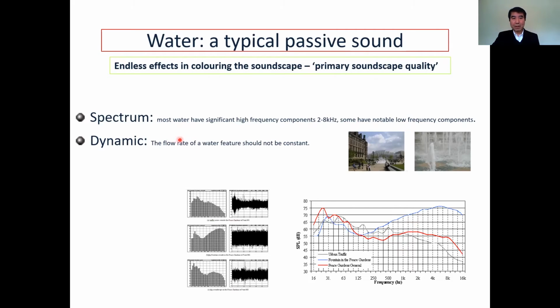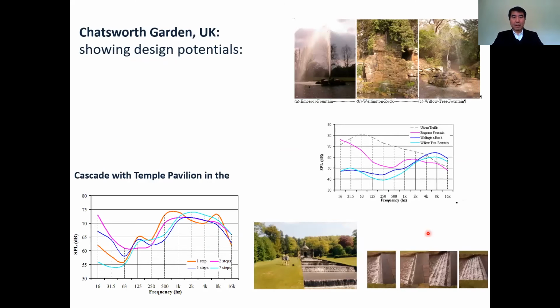And in terms of dynamics, the flow rate of water should not be consistent. We found people like the sound of water with varied flow rate rather than consistent. It's a bit boring, I suppose. And again, we can use water to mask unwanted sound by considering the spectrum for energetic masking.